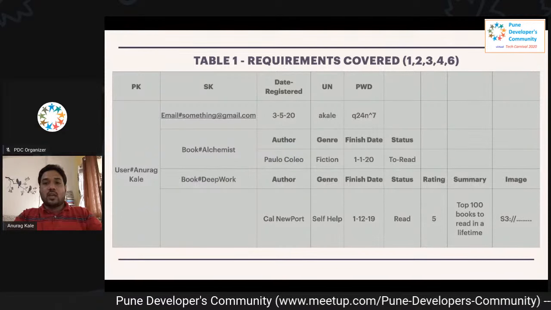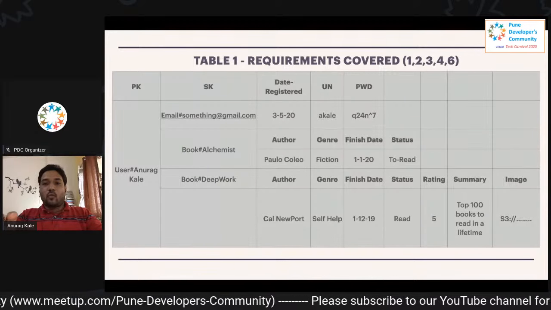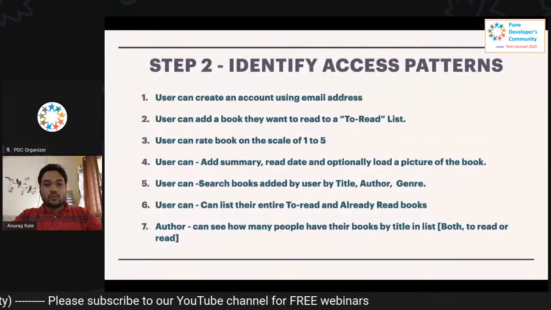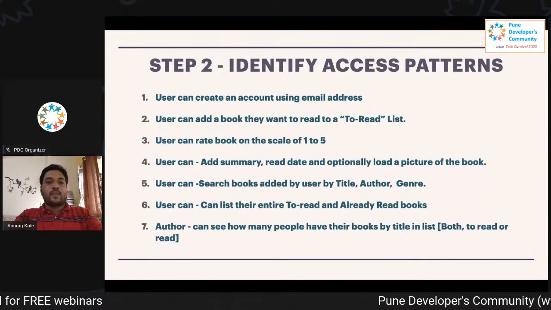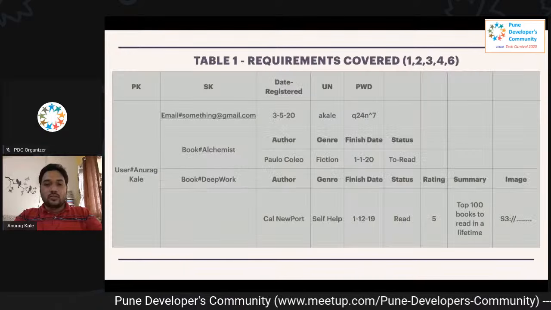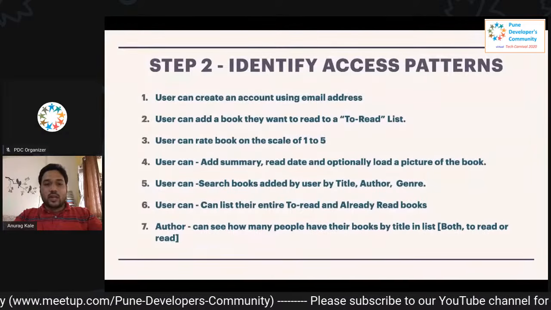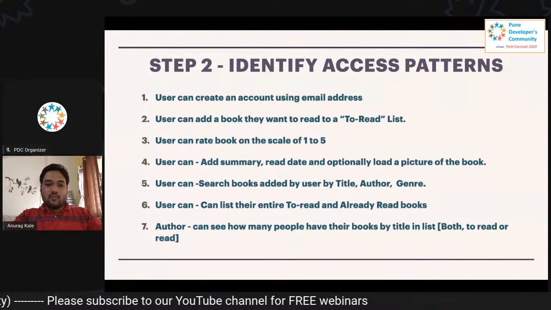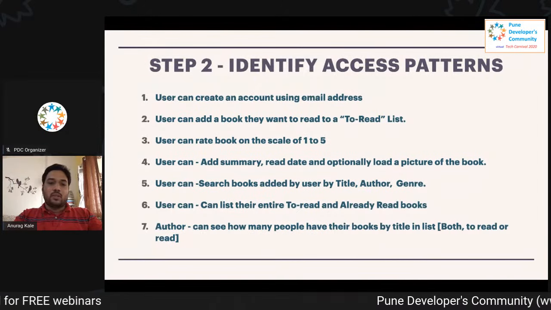So here you see I am satisfying the requirements for points 1, 2, 3, 4, and 6. Just point 5 is not here. Let's go through it again. I can create a user account using an email address. The user can add a book that they want to read in a to-do list; I was able to do that. The third is that the user can rate, so we rated the books on a scale of 1 to 5. We were able to add a summary, we were able to add a read date, and optionally we were able to upload pictures as well.